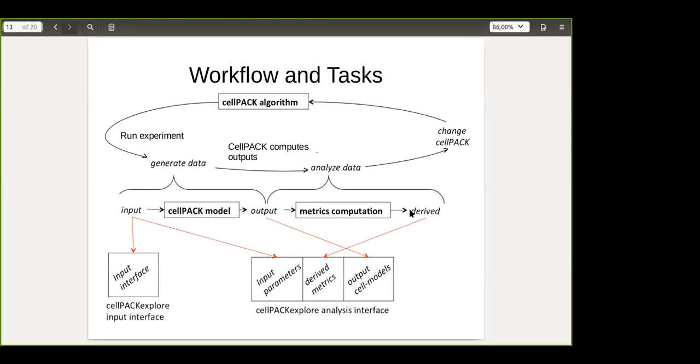When all the output data is ready, we show the analysis interface. The analysis interface is split up into 3 panels. We show the input parameters in combination to all the output cell models and a column with derived metrics. For example, we show the packing time here, since this is a measure the developers want to have as short as possible, since a faster computation is easier for future users of CellPack.